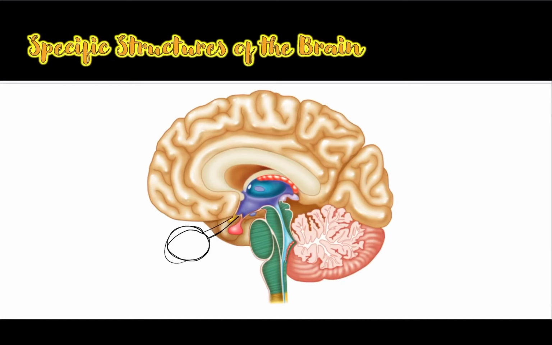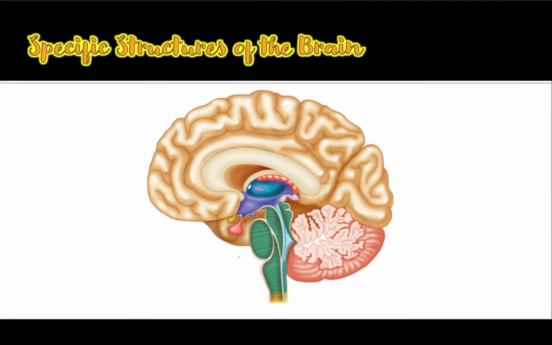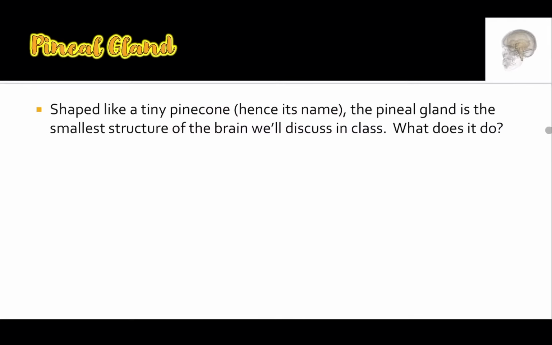Actually, right below it here to this structure is the mammary papilla. But we're not going to talk about that today either. I did want to talk about the pineal gland. So this little structure right here, which actually is shaped like a pine cone, hence its name. So the pineal gland is named because it's shaped like a tiny pine cone.